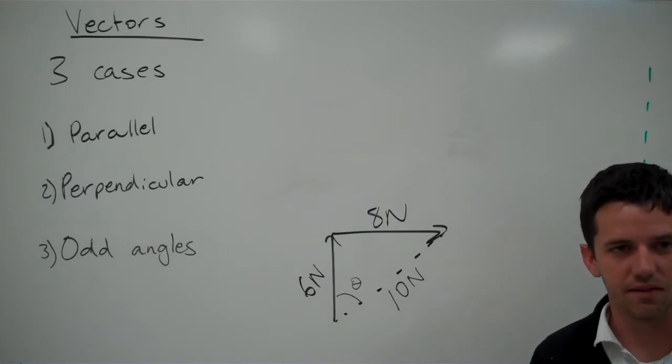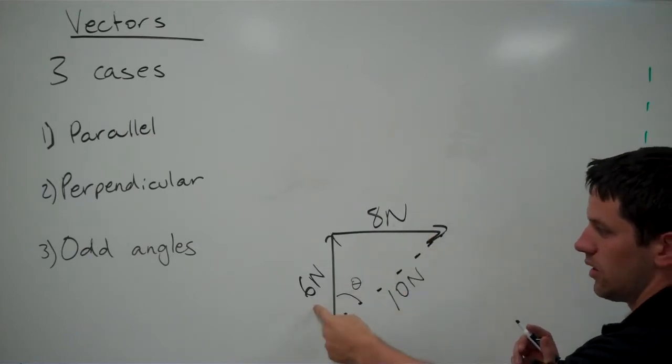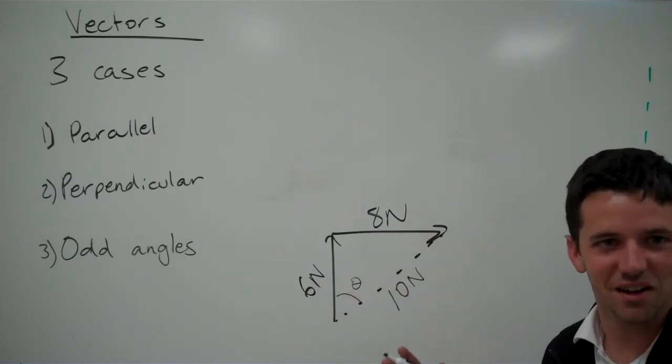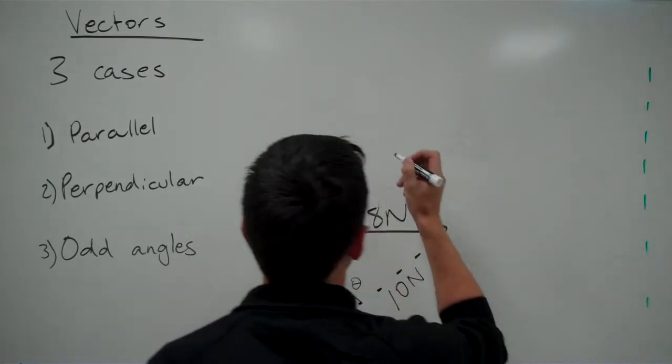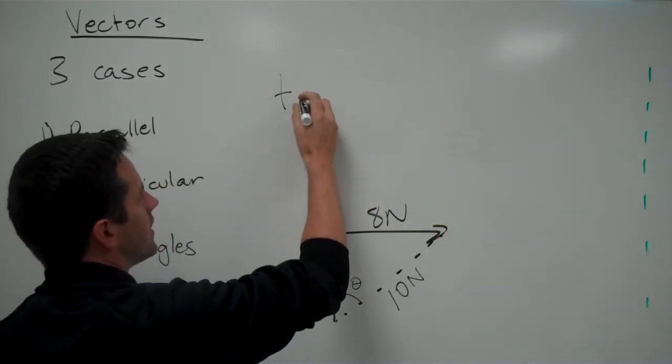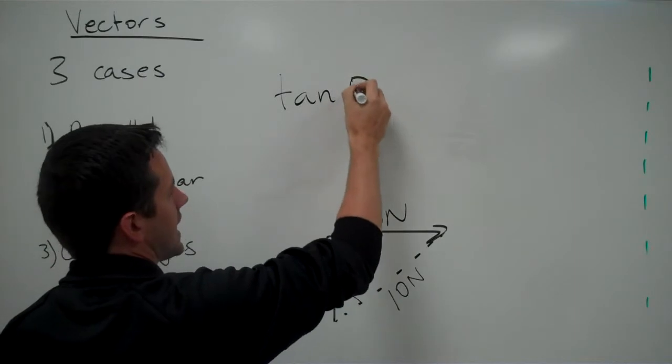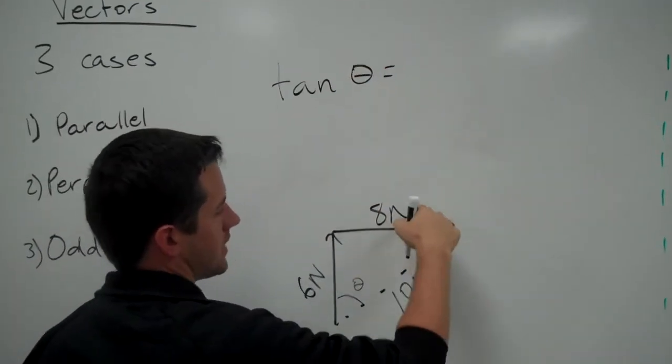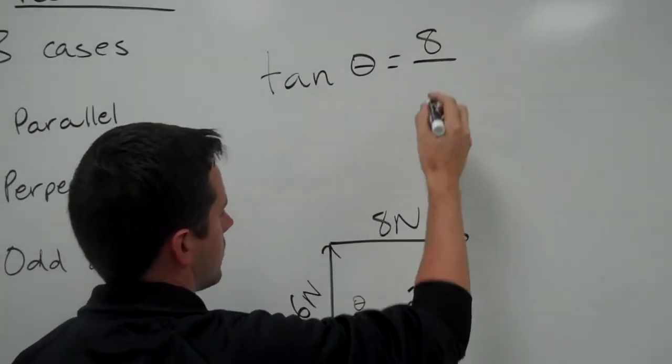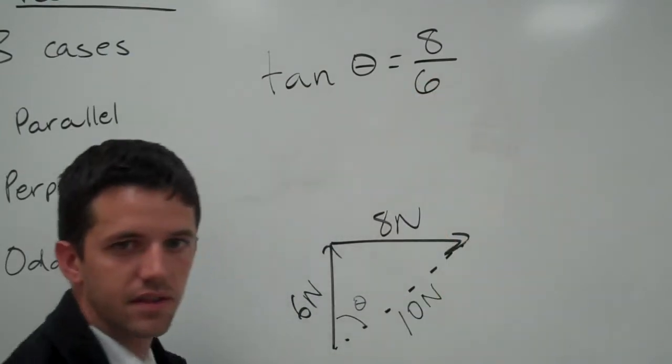So if I was going to use my function that was opposite over adjacent, it would be tangent. Okay, so we do tangent of this angle equals opposite, which is 8, over adjacent, which is 6.